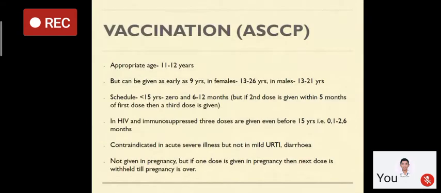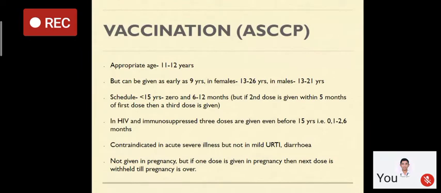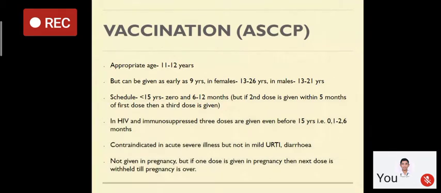Now, vaccination, the appropriate age is 11 to 12, but it can be given as early as 9 years. In female, it should be given between 13 to 26 years. And in males also, because it protects against anogenital warts, it can be given between 13 to 21 years of age. It protects against penile cancer also. And schedule less than 15 years, you can give 0, 6, and 12 months. But if second dose is given within 5 months of the first dose, then the third dose is given. So it is given in a 3-dose schedule at 0, 6, and 12.